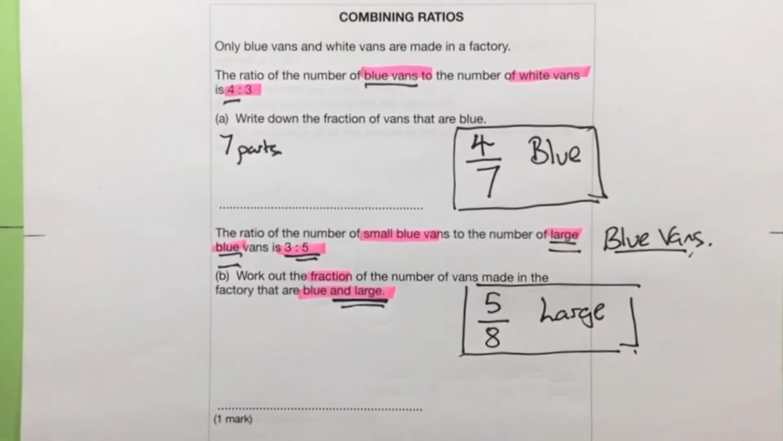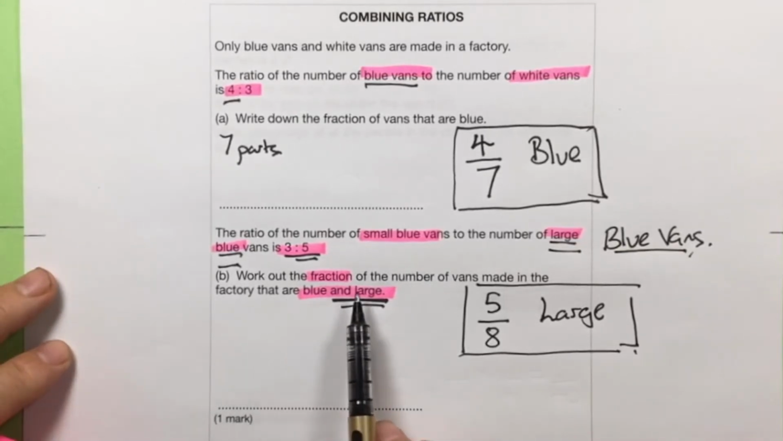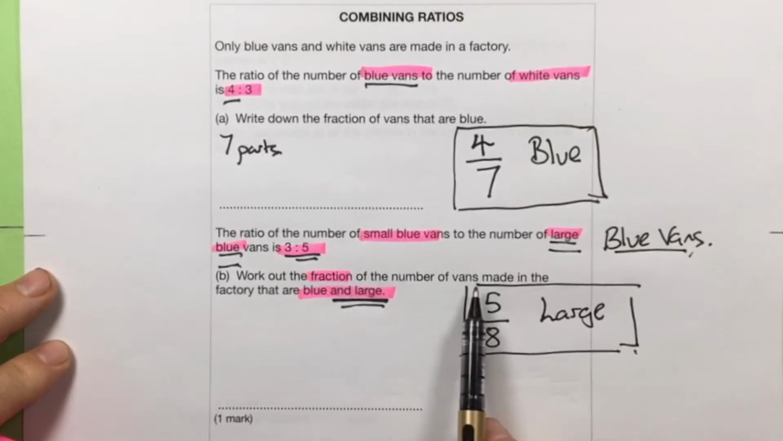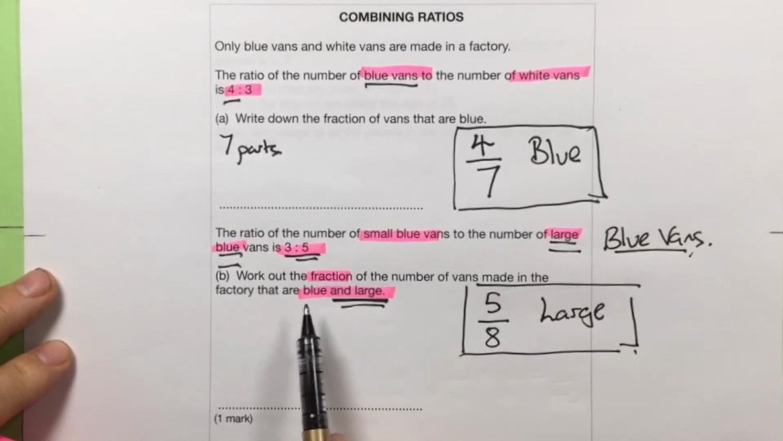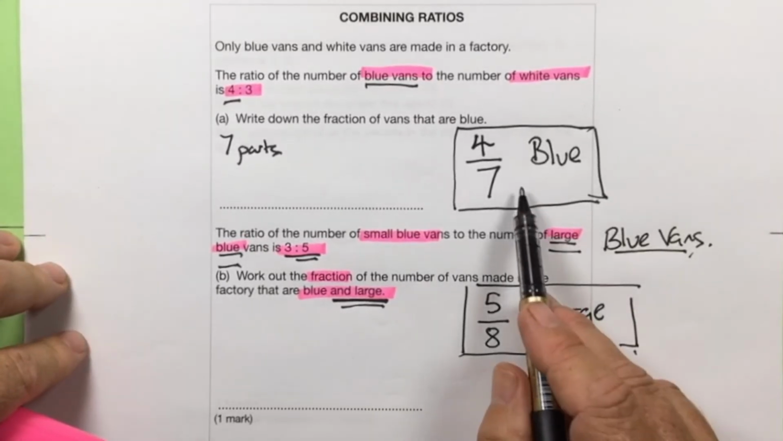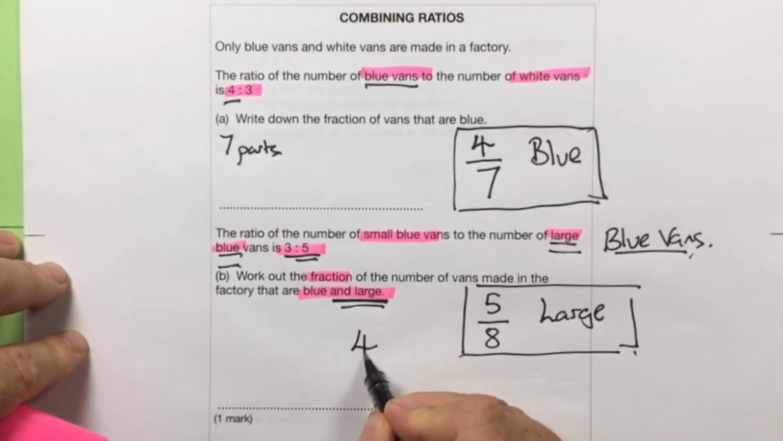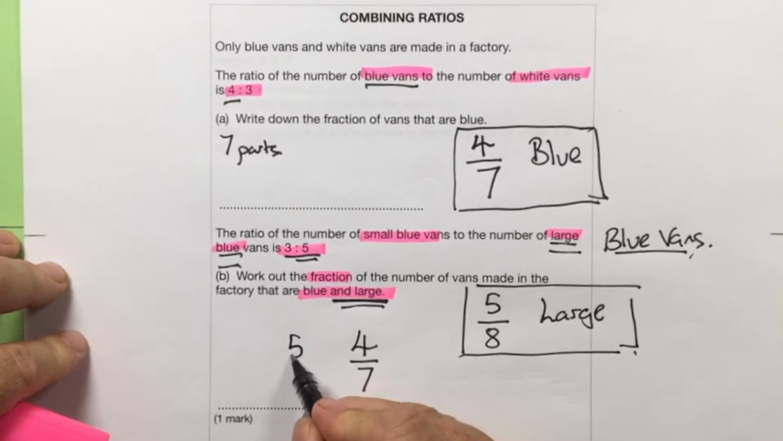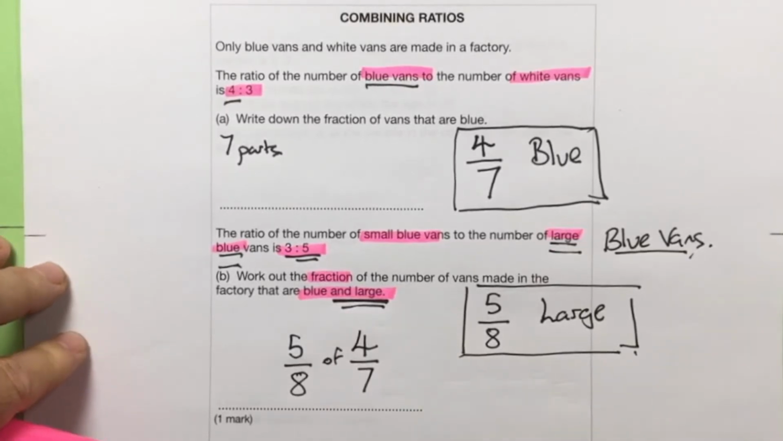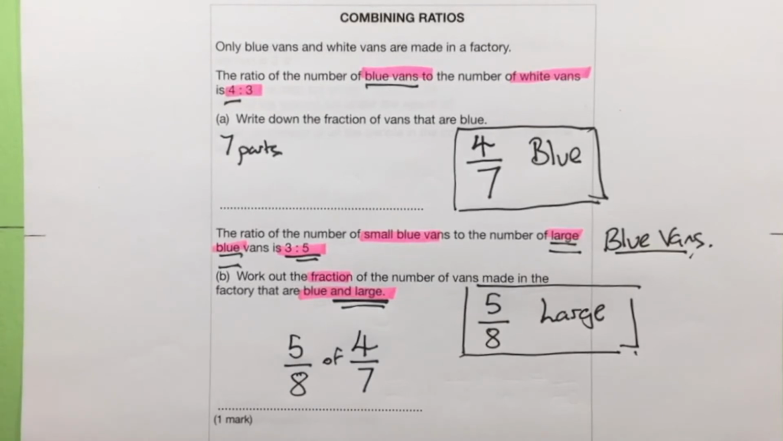Now that we've got those two fractions, we're ready to nail the question, because the question asks us to find out the fraction of the number of vans made in factory that are blue and large. Blue and large. So 4/7 are blue. Of those, 5/8 are large. So 5/8 of those blue vans are large.